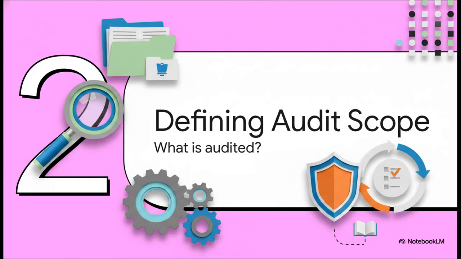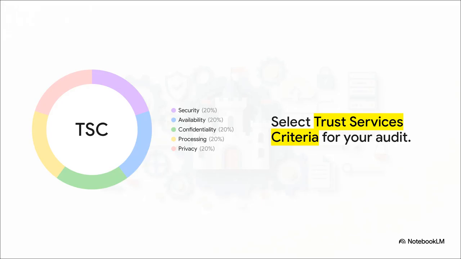Moving right along to Section 2, defining your audit scope. Okay, before an auditor even steps foot in your digital door, you have to decide exactly what's getting audited based on the trust services criteria. Picture this as a pie with 5 slices: security, availability, confidentiality, processing integrity, and privacy. The absolute crucial takeaway here is that security is the one mandatory slice. Every single SOC 2 audit has to include it. The rest, they're optional, and you just pick them based on what your business actually does.